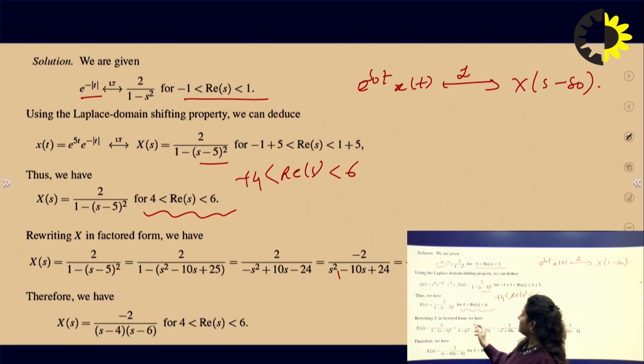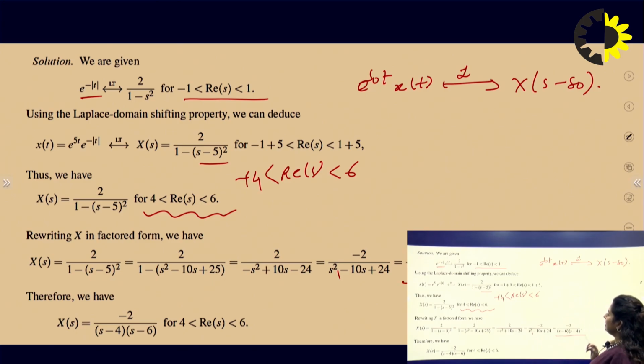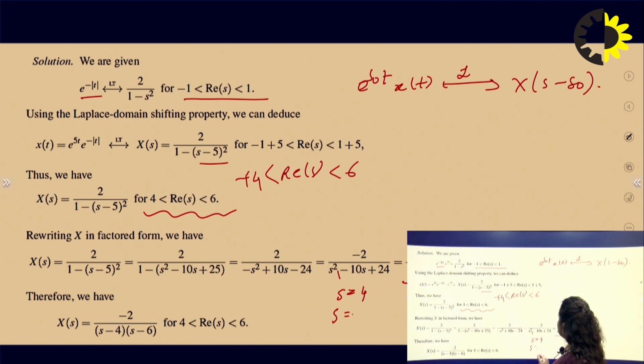Rewriting X in factored form, you can write it as 2 upon 1 minus (s minus 5) whole square, and you can solve it like this, and you will get -2 upon (s minus 6)(s minus 4). So from here also you have two poles, one at s equivalent to 4 and another at s equivalent to 6.